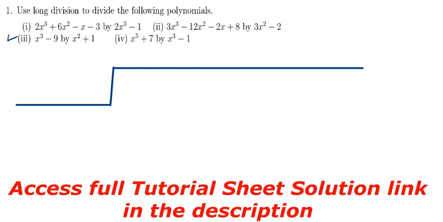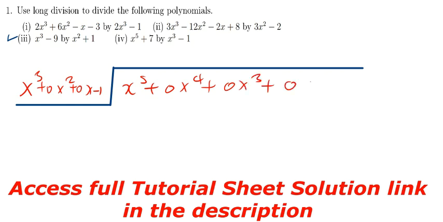So the dividend is x to the power 3. So I'll do it like this, x to the power 3. The next one is 0x to the power 2 plus 0x minus 1. Then this one is x to the power 5. The next one is 0x to the power 4. The next one is 0x to the power 3. The next one is 0x to the power 2. The next one is 0x, then positive 7.